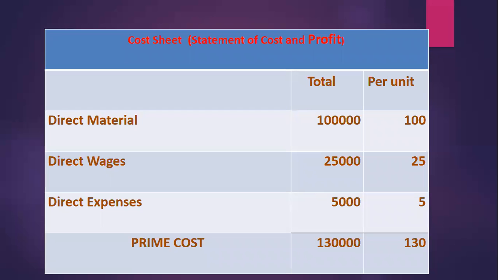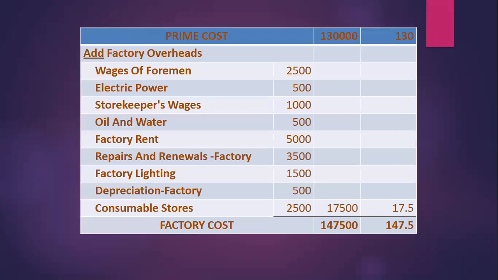Direct material is 1 lakh, direct wages 25,000, direct expenses 5,000. So prime cost is 1,30,000. Let us assume we are making 1000 units, so to find per unit cost we divide by 1000. We get 130 rupees. Is this clear, everyone? Yes, sir. Now see the continued part. We got prime cost.